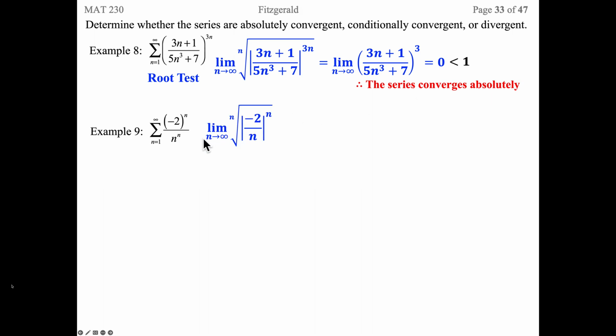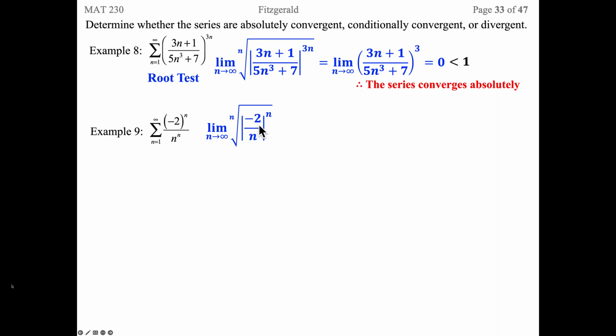Example 9, we have the infinite series. We have -2 to the n power over n to the n power. So here, imagine, if you will, since both the top and the bottom are raised to the nth power, we'll just take the whole fraction to the nth power. The nth root and the nth power cancel each other out.